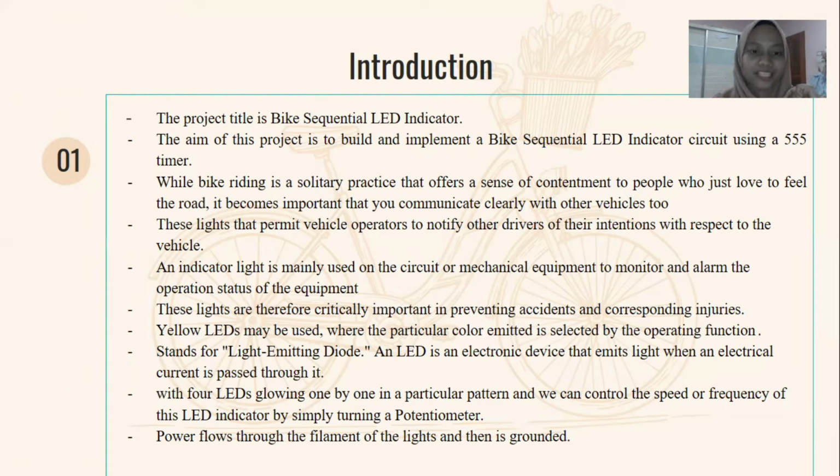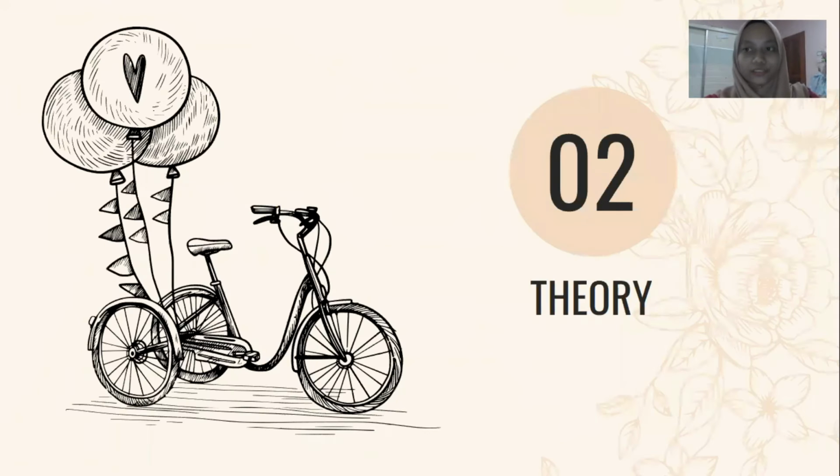With 4 LEDs glowing one by one in a particular pattern, we can control the speed or frequency of this LED indicator by simply turning a potentiometer. The power flows through the filament of the light and then to ground. That's all for the introduction. Thank you.